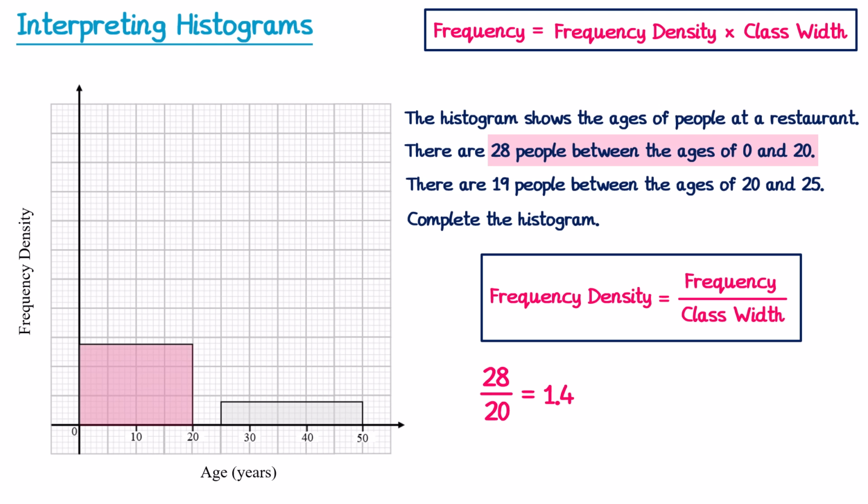So we know this bar must go up to 1.4, and that gives us a clue to the frequency density scale. So if we put a 1 here, and a 2 here, you can see this bar would now be at 1.4, which is correct. So we can complete the rest of the scale. Every 2 big squares goes up 1 unit, so it'll be 3, 4, and 5. Next we want to add in that bar that's missing between 20 and 25.